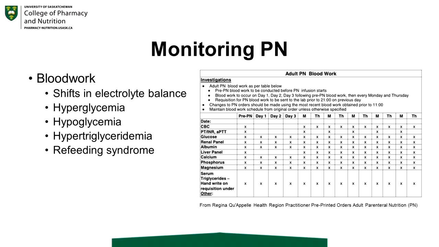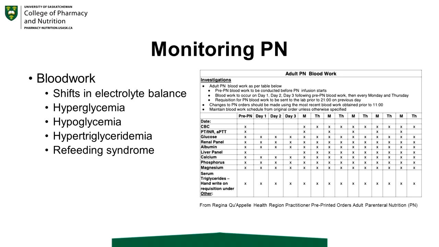When monitoring blood work, it is important to look out for any abnormal shifts in electrolyte balance or the presence of hyperglycemia, hypoglycemia, hypertriglyceridemia, and refeeding syndrome. It is suggested to monitor blood work before PN starts, and also during PN treatment on days 1, 2, and 3, and then biweekly after that.